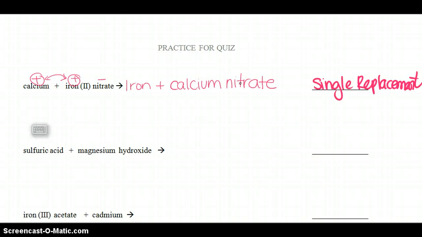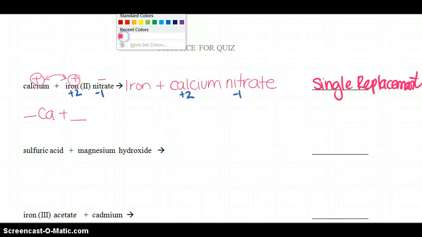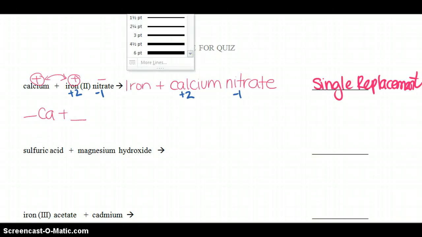So I'm ready to write my formulas. Calcium by itself is just calcium. It's just Ca. Then iron 2 nitrate. I think about my charges. Iron has a positive 2 charge. Nitrate is -1. Over here, iron's by itself, so it'll be normal. Calcium is positive 2, and again, nitrate has a -1 charge. So I can write my formulas.